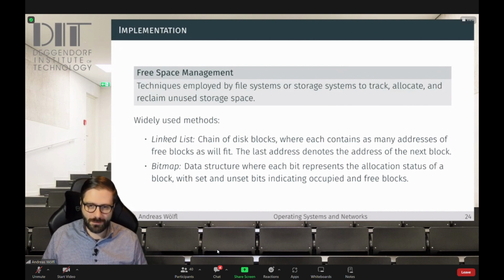Then let's talk about free space management. We have two approaches there, linked lists and bitmaps. Linked lists are interesting to discuss because this is where file systems started, and bitmaps are the way file systems do it today. So today in industry, bitmaps are the relevant structure for free space management, but still the linked list is an interesting concept because it's a chain of disk blocks where each disk block contains the address numbers of the disk addresses that are free. We have an example.